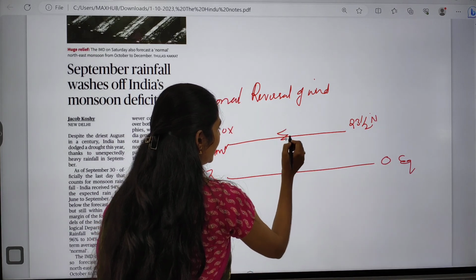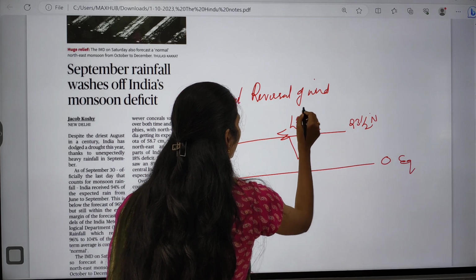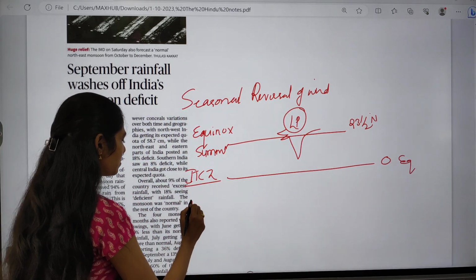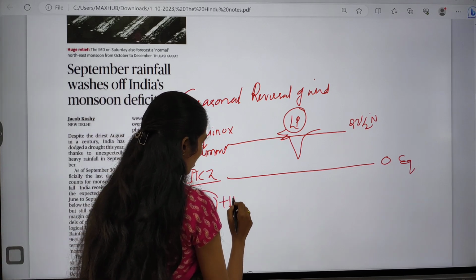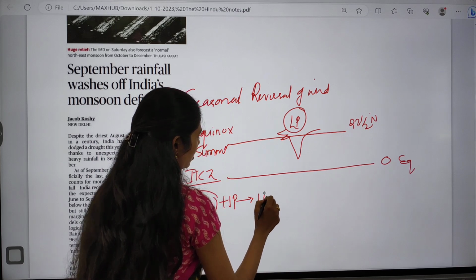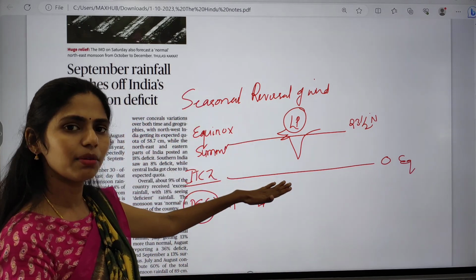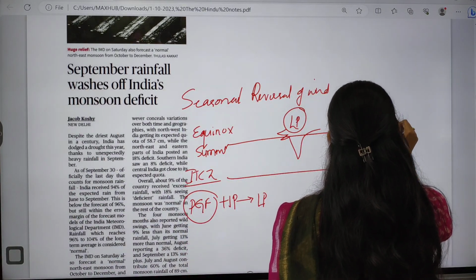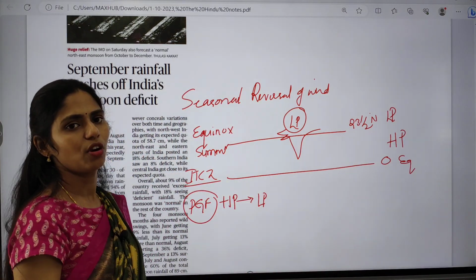So here exactly India is located. That means a low pressure area will be created over India. So according to the pressure gradient force, winds always move from high pressure to low pressure. Compared to this 23.5 degree north, the equator will be somewhat cool. So from here we can see the movement of winds from the equator towards this 23.5 north.